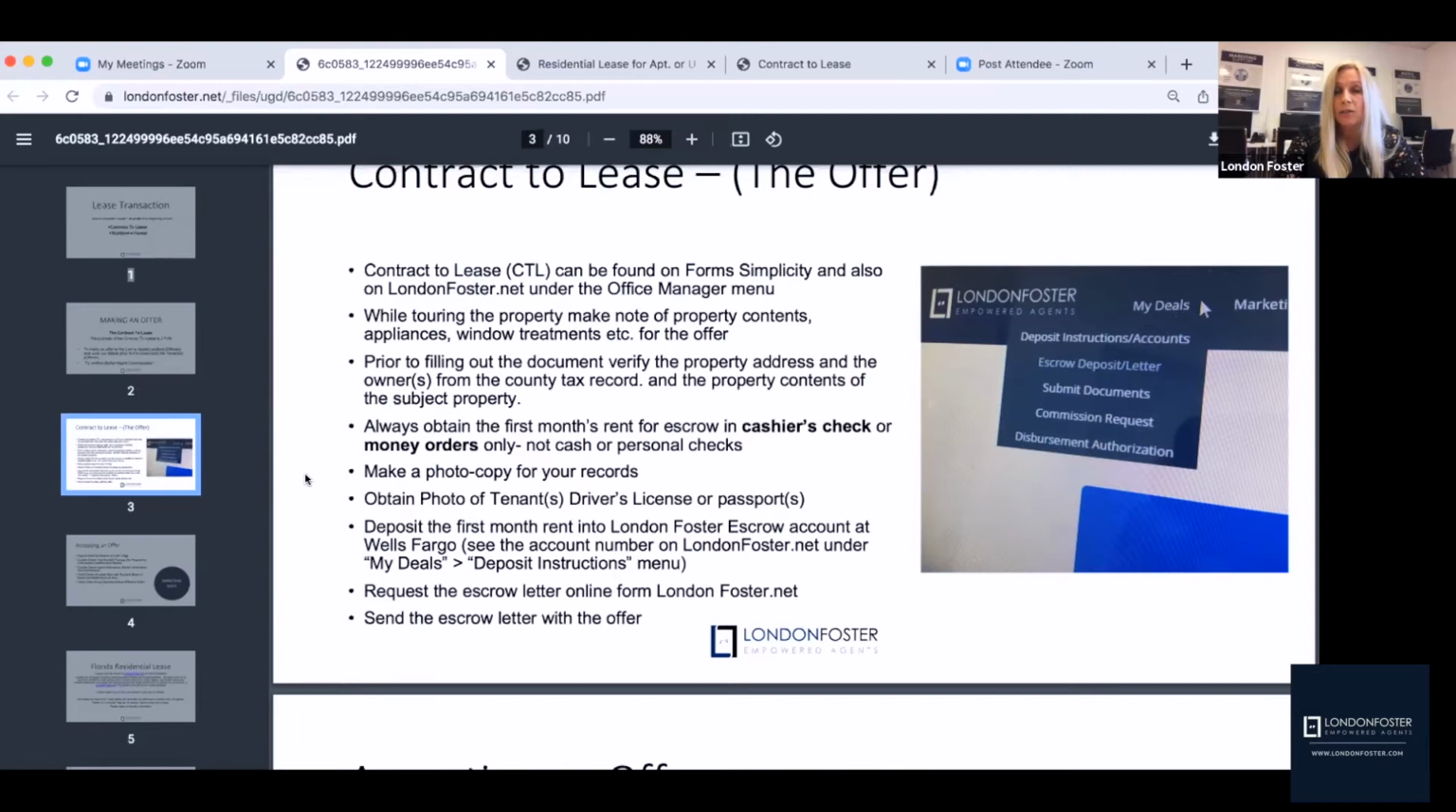Have them take a picture of that receipt, or if you do this on their behalf, you also need a copy of that receipt so you can send that to our escrow department when you're requesting the escrow letter. So make a photocopy for your records.